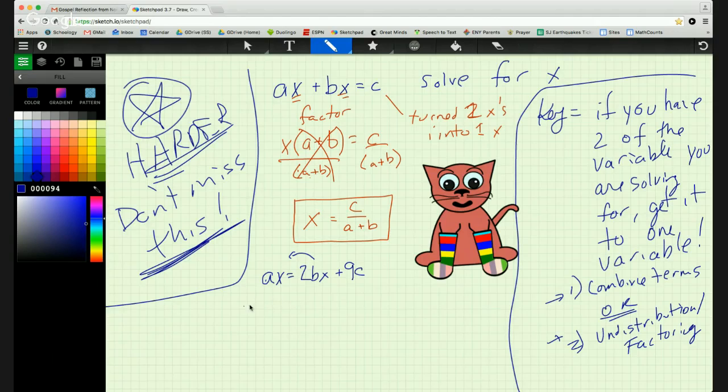Hopefully you thought about it. So we're going to go ax, and we're subtracting 2bx from both sides.